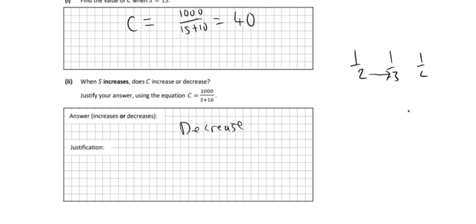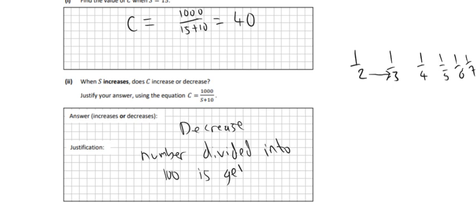So 1/4 is less again, 1/5 is less again, 1/6 is less again, 1/7 is less again. So the higher the number on the bottom of a fraction, then the lower and lower it gets. So that's the reason. So the number divided into 1000 is getting smaller. So you need to say something like that.